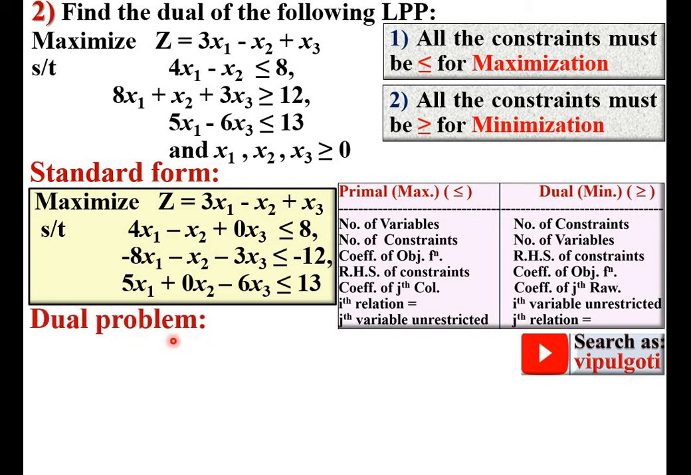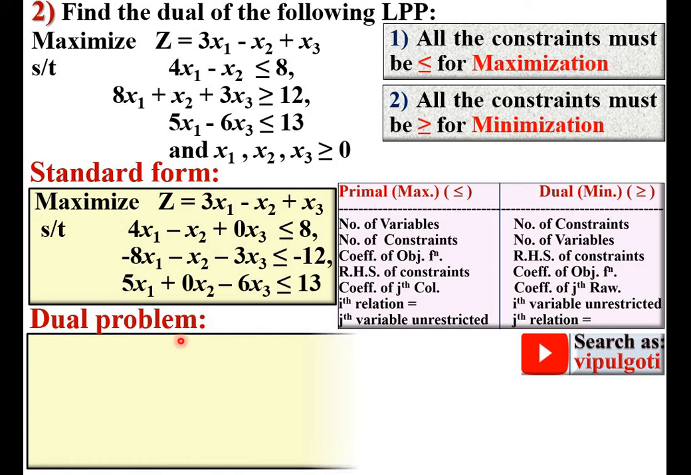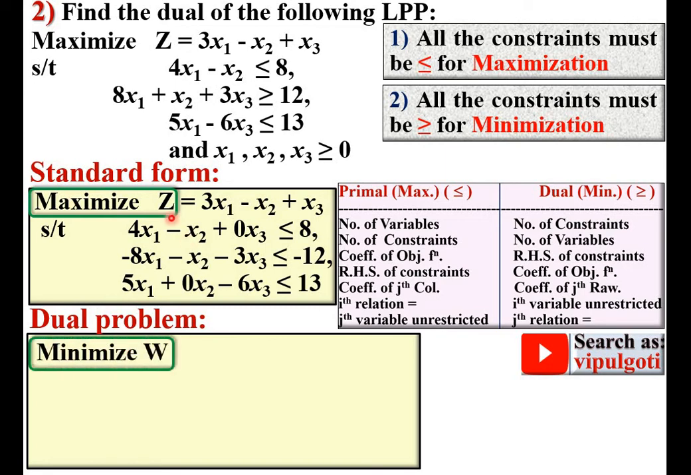So now I am going to write the dual problem. First point, according to this principle, if your primal problem is maximization, then your dual problem must be minimization. So here, instead of maximization, it should be minimize. And here I have changed the symbol. Here it is Z, then you can put it W. You can put anyone, A, B, C, whatever it may be.